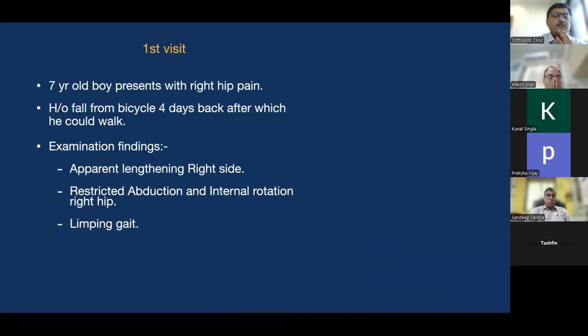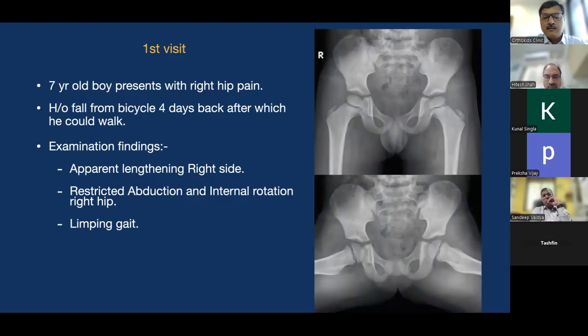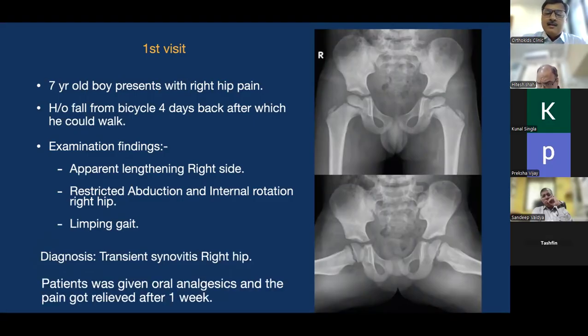A 7-year-old boy presented with right hip pain, which started 4 days back. He had a fall from a bicycle, after which he could walk. But on examination, we found apparent lengthening on the right side and restricted abduction and internal rotation of the right hip with a limping gait. We did X-rays, which were normal, so the diagnosis was made as transient synovitis of the right hip.